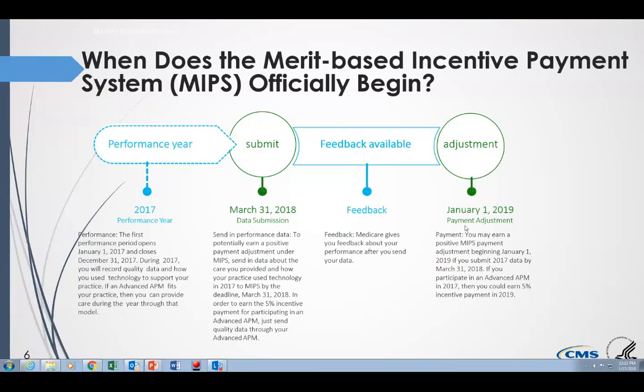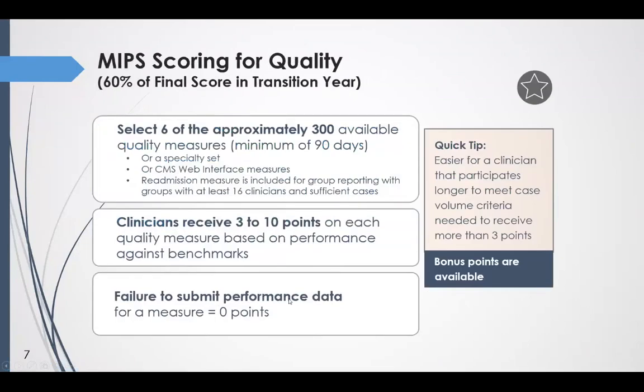All right, so MIPS scoring for quality is essentially going to be based on these directions up here, which is selecting 6 of the approximately 300 metrics that are available on the website.